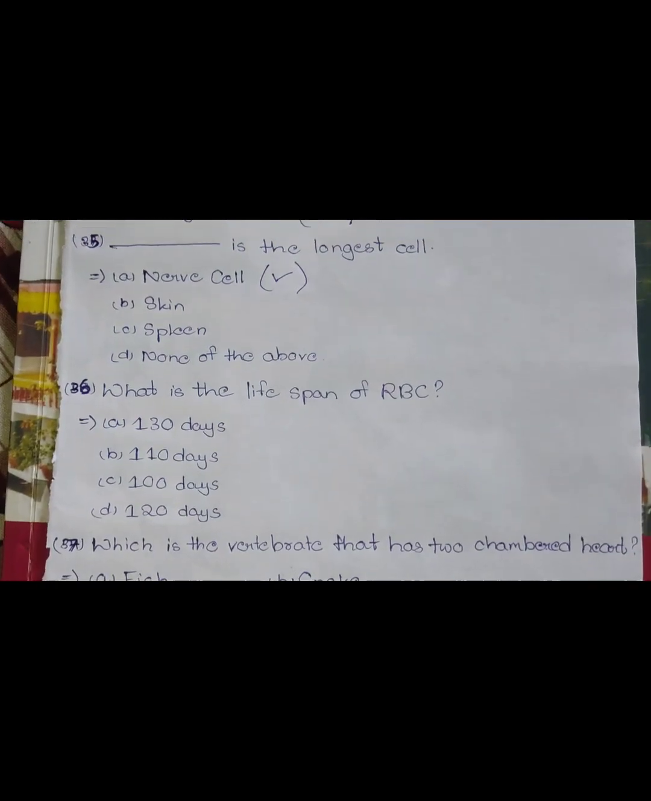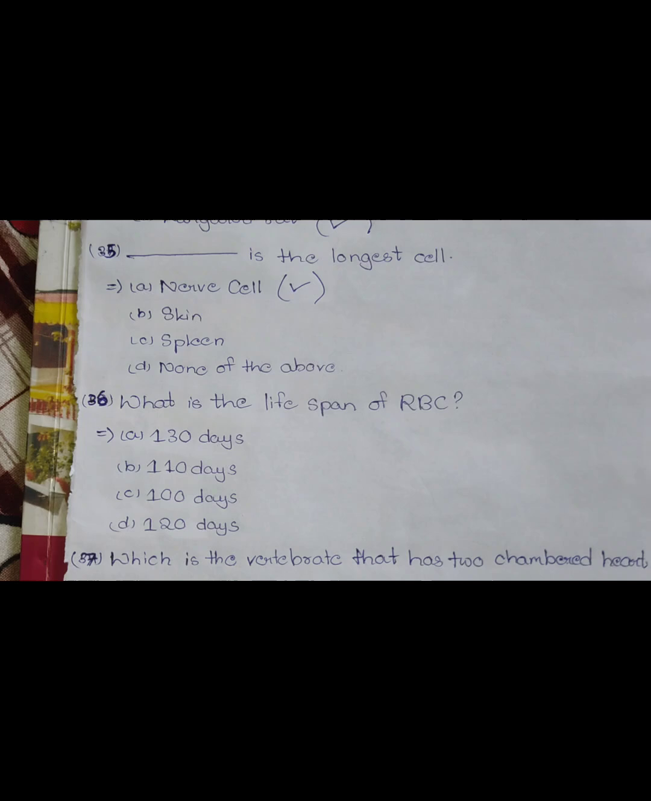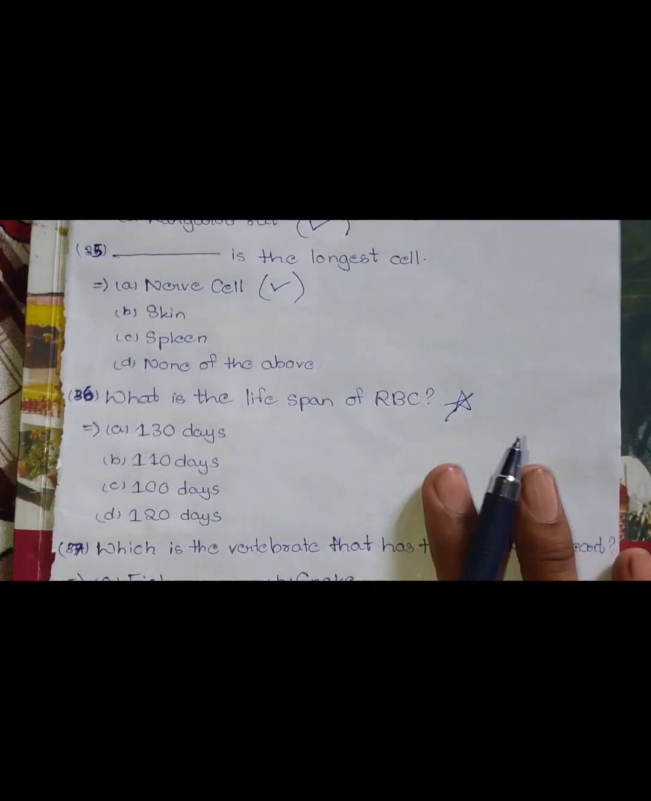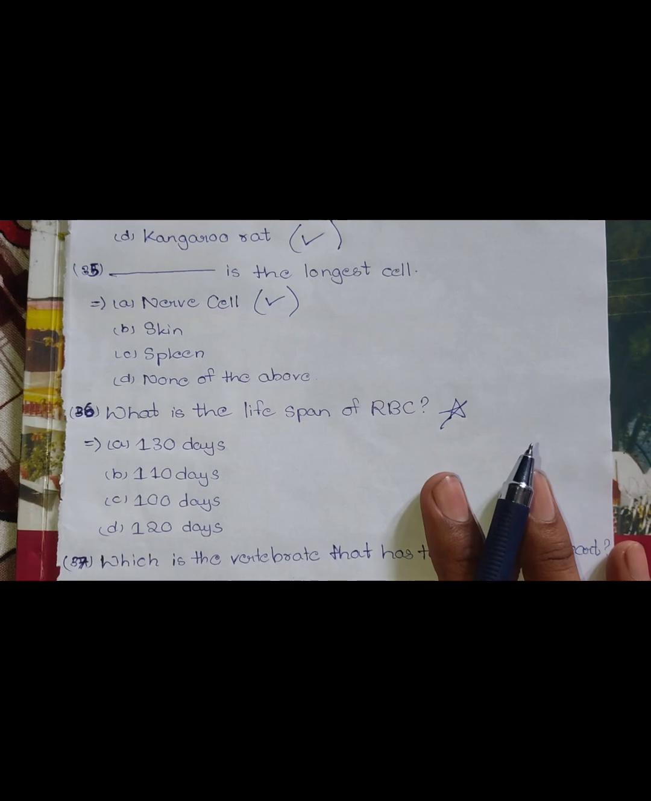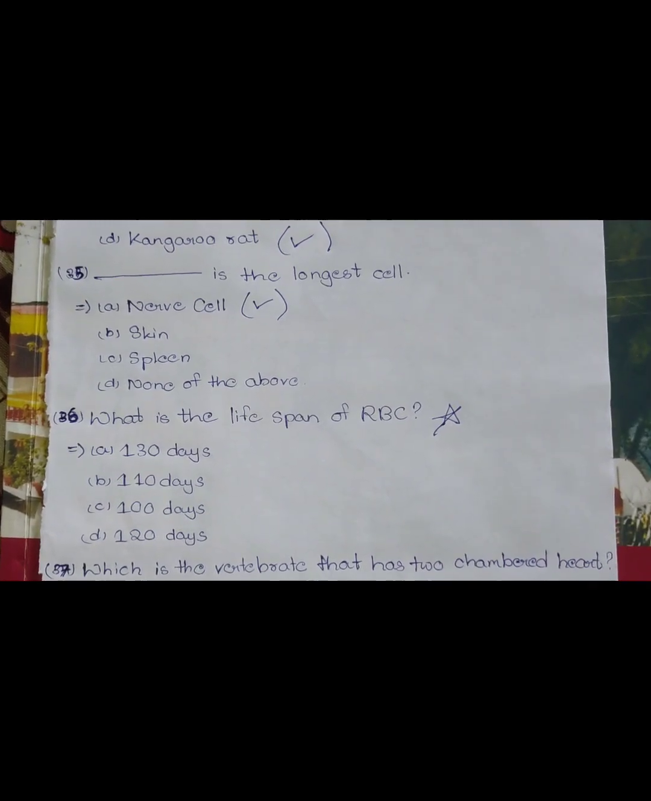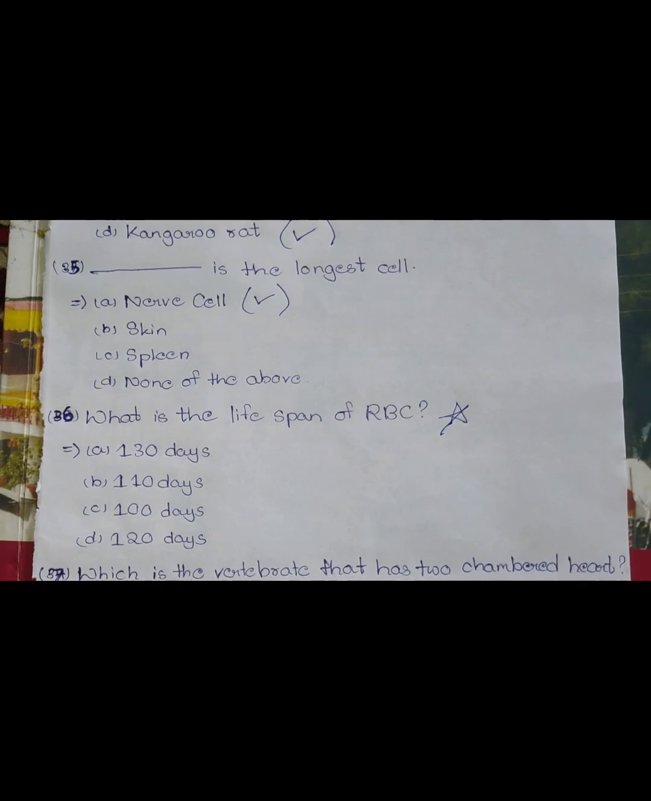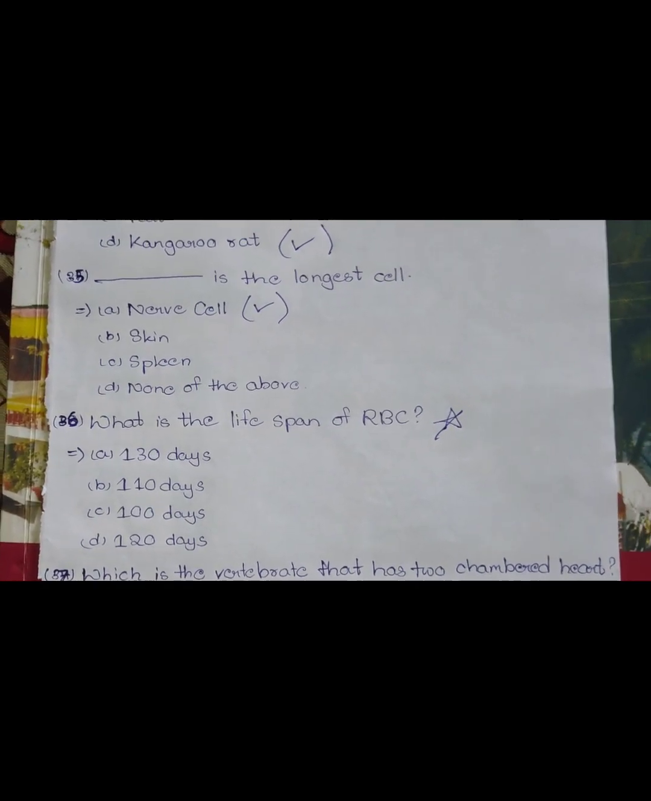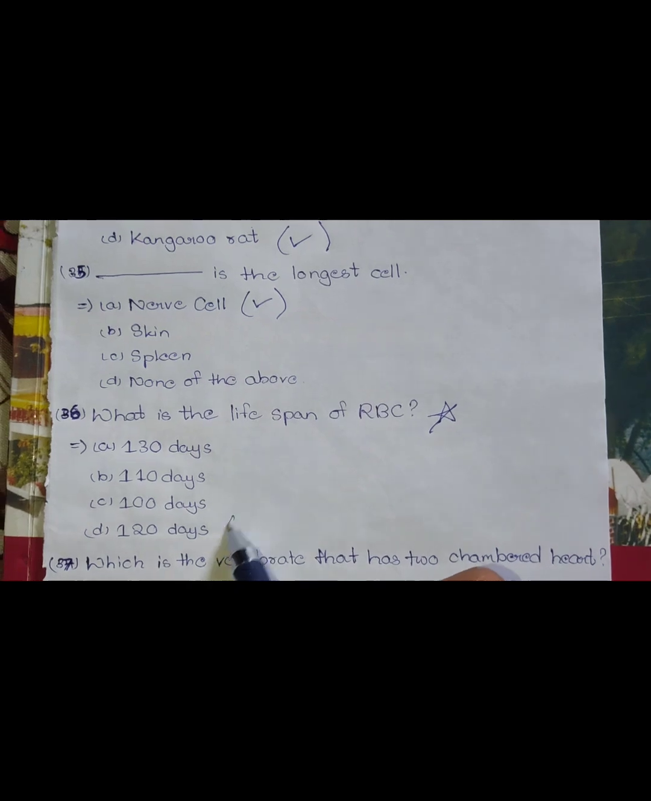Next question. What is the lifespan of RBC? This is also one of the most important questions of this set. Option A 130 days, option B 110 days, option C 100 days, option D 120 days. So the right answer is option D 120 days.